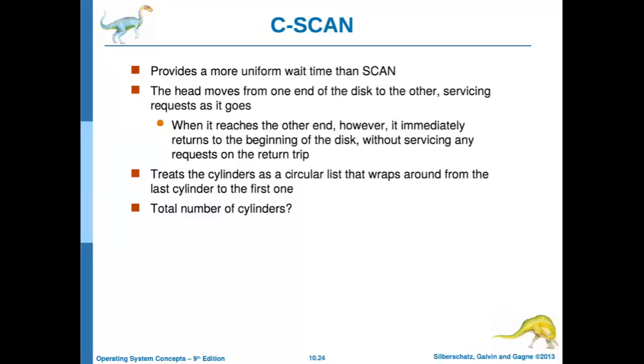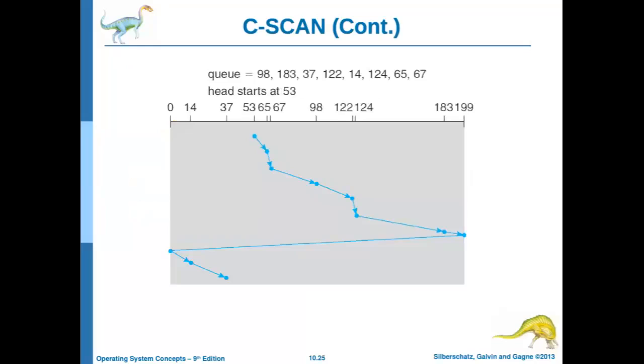on the return trip. And the very simple reason for that is this will treat the cylinders as a circular list that wraps around from the last cylinder to the first one. Right? Now in this case, how will you calculate the total number of cylinders? That is the question. So for example, again let us try to solve the same thing with C-scan.